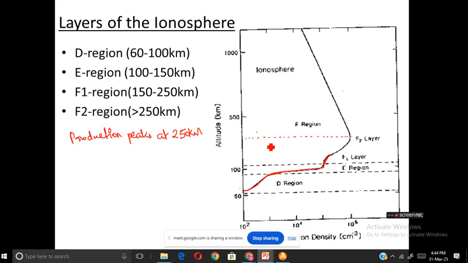Initially, we will just see how these electrons and ions are produced. The radiation from the sun at shorter wavelengths causes photoionization of the atmosphere, resulting in a partially ionized region called the ionosphere. So when the sun's solar radiation at shorter wavelengths comes, it causes photoionization of the atmosphere.